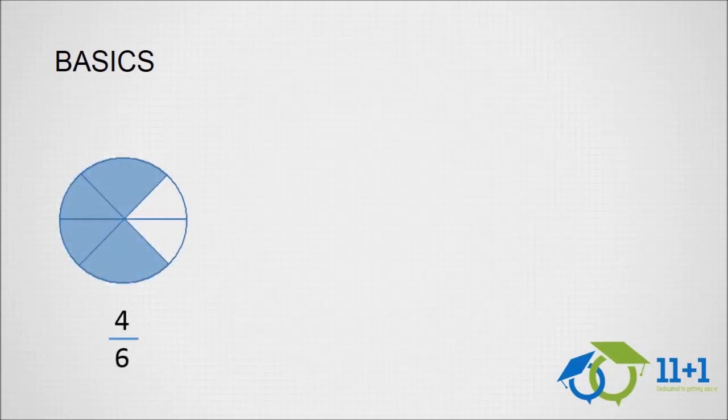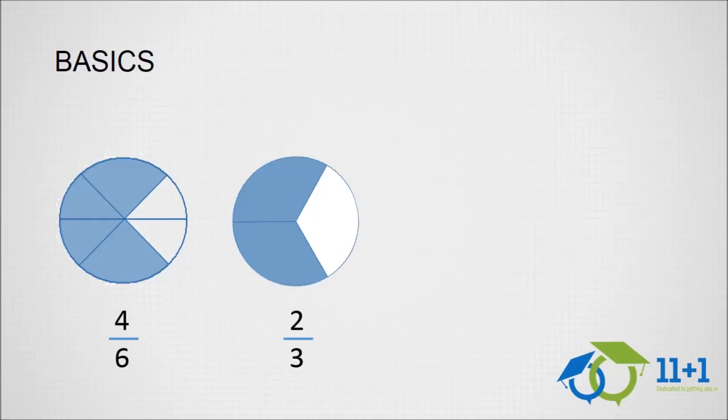In this circle you'll notice that 4 of the 6 parts are shaded in blue, so it's 4/6. In the circle on the right, 2 of the 3 parts are shaded in blue. What you'll notice is that the shape of both of these seem very similar. That's because 4/6 actually equals 2/3, they're the same amount.